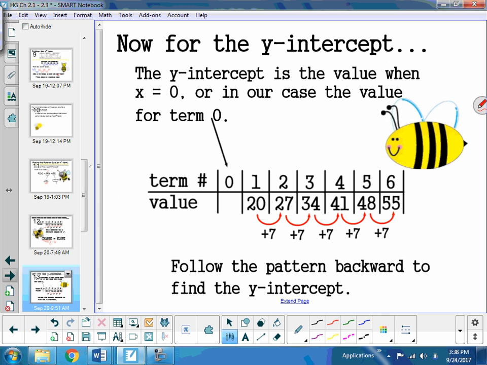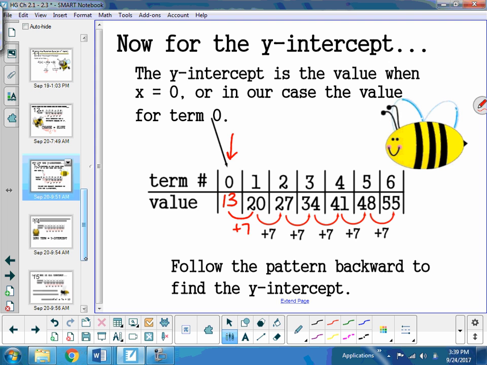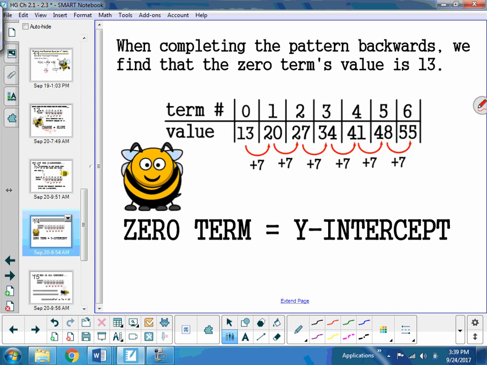Now, to find that y-intercept, I'm going to write in the 0 term here. Notice I've added this column for the 0 term. And I just need to think backwards. What if I added 7 and got to 20? Well, that's going to be 13. So if I follow that backwards, I can find my 0 term, where x equals 0. The y-intercept has to be 13.